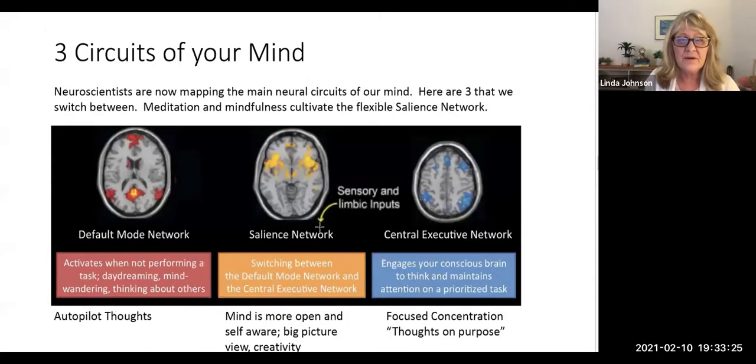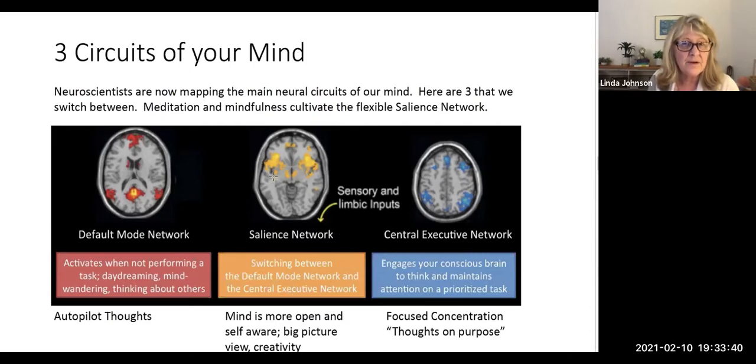And so here are these three circuits of your mind. And next week, we're going to talk about toggling between the salience network and the central executive network. This one is focused and this one is like a zoomed out, right?